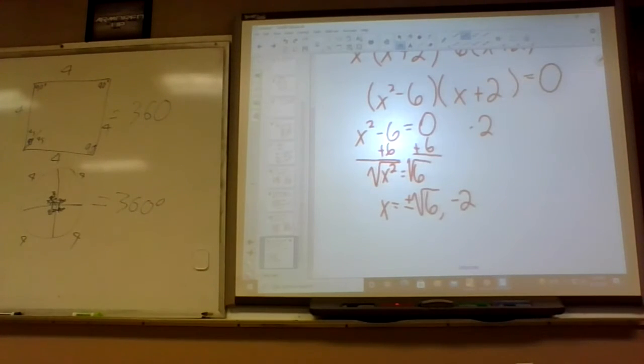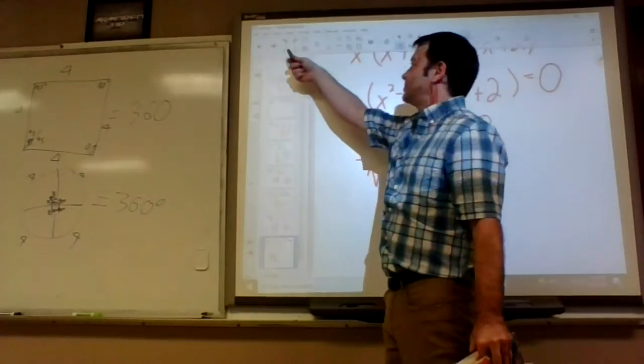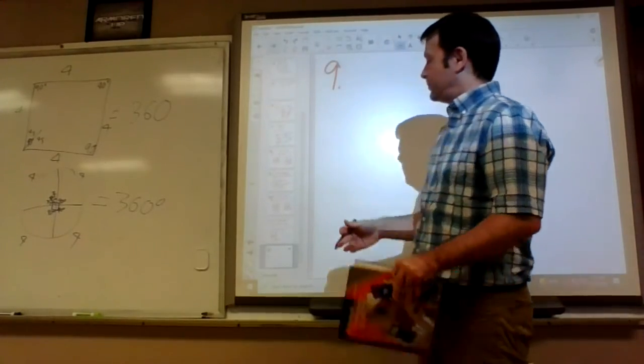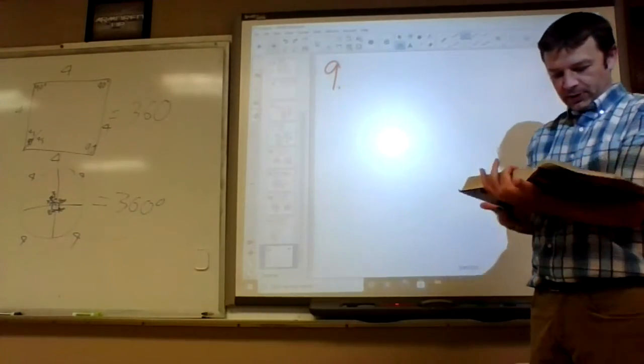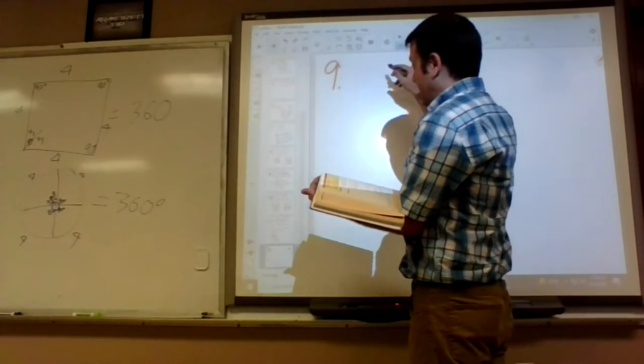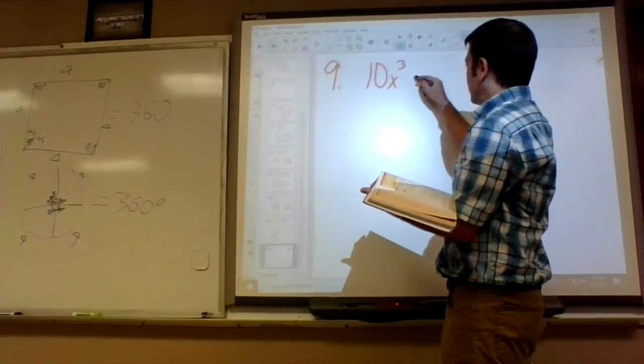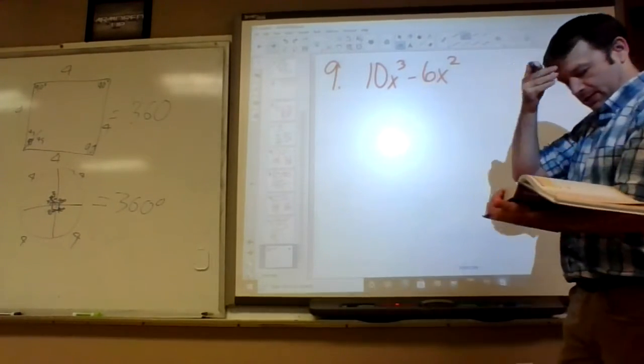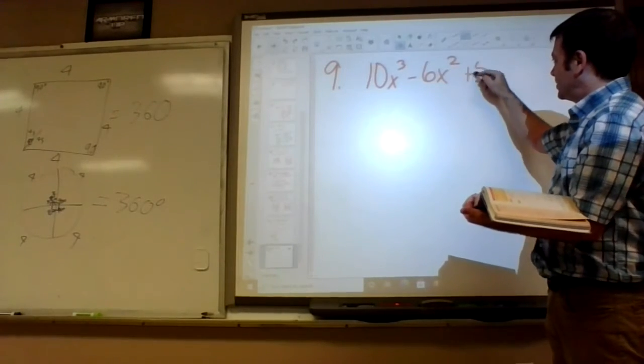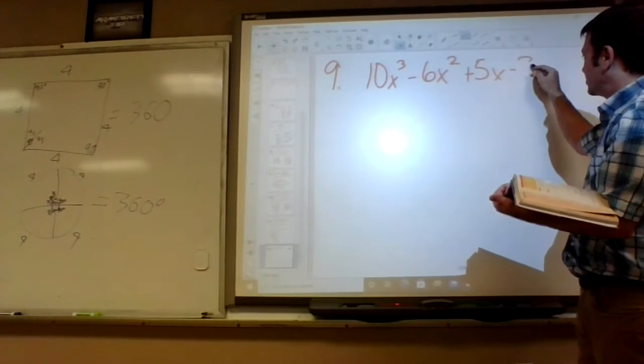Got one more. Number 9. Okay, on number 9, what kind of problem is that going to be? Let me check. 1, 2, 3, 4. It's grouping, because there's four terms. So what am I going to do first? Move this stuff over to the left side and put it in order. So I got 10x cubed on the left already. And I'm gonna bring over minus 6x squared. I got plus 5x on the left already, and then I'm gonna bring over a minus 3.